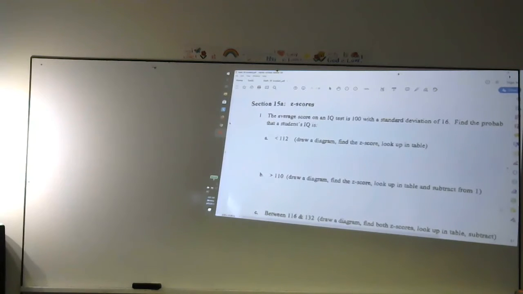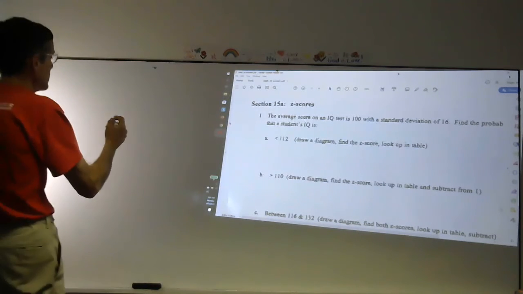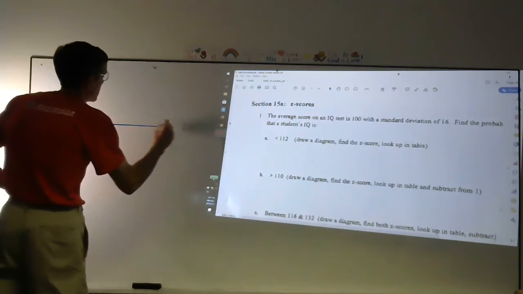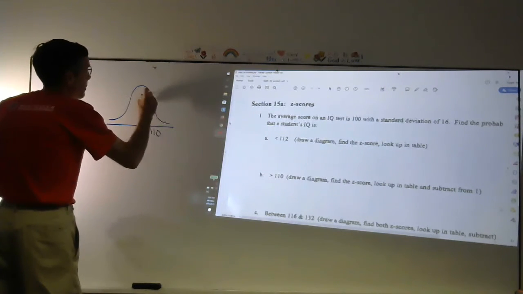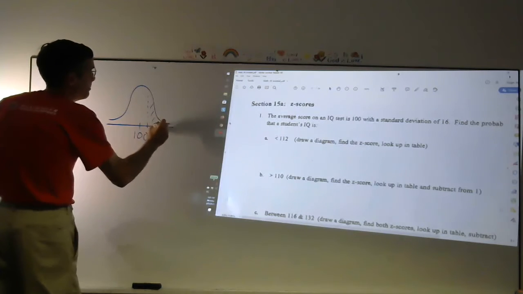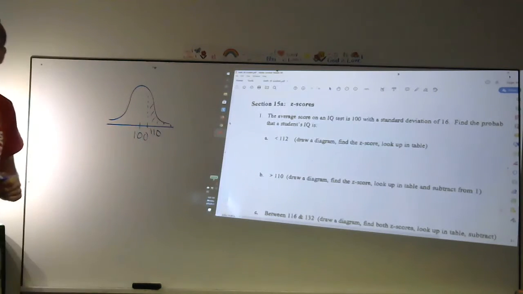How about we want to know the probability that a person has an IQ bigger than 110. So let's draw a picture again. Here's the picture. Here's 100. Here's 110. We want this time bigger. It's the other side. Okay, bigger than 110.